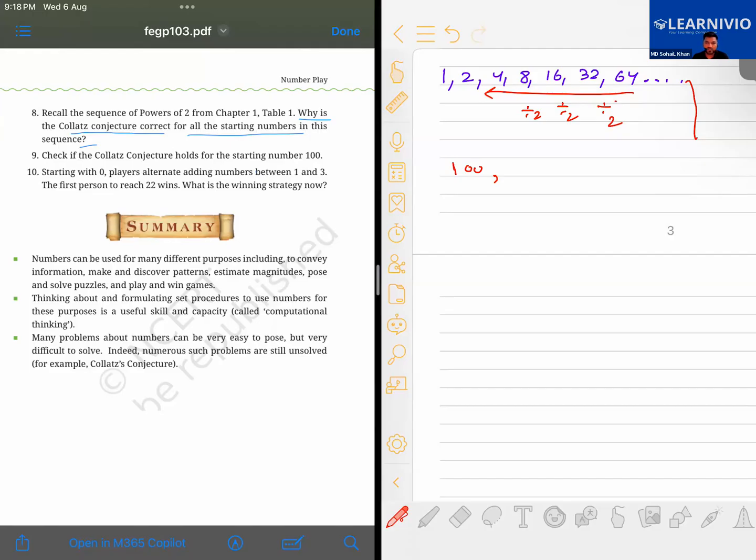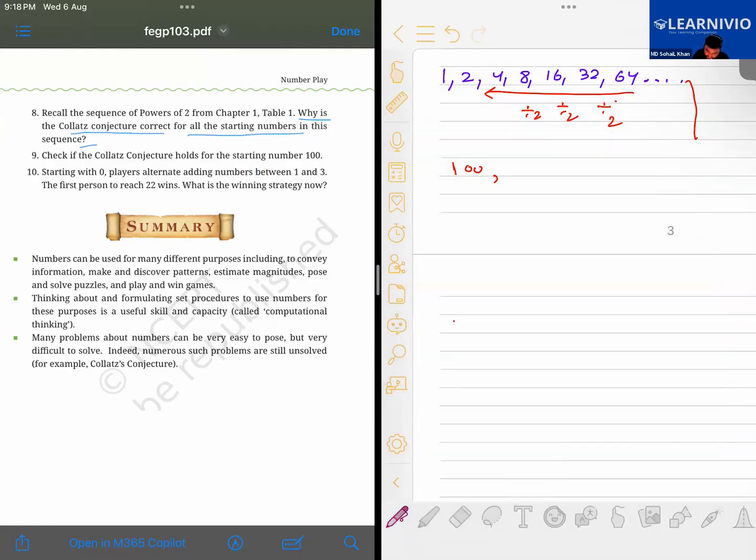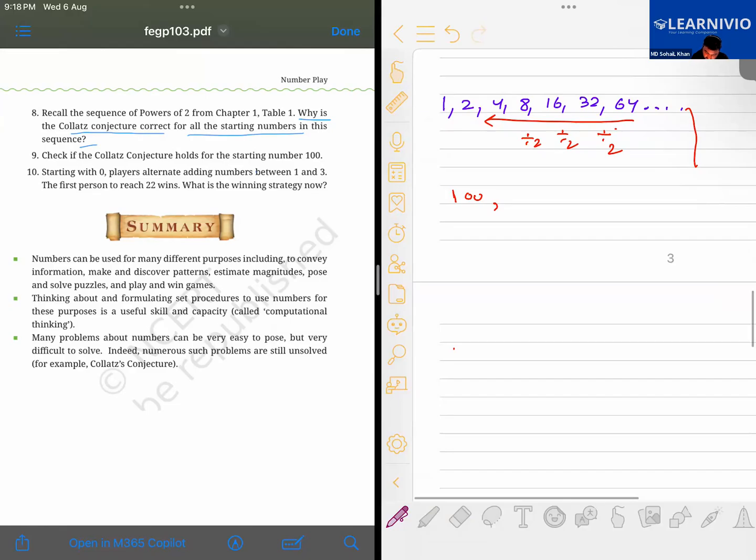Uh, for the Collatz conjecture here. No, no, see. 1 square equals 1, 2 square equals 4, 3 square equals 9, 4 square equals 16. Okay, getting it? Ones, tens, hundred, thousand, 10,000, 1 lakh. So we are having 16, 16 to 32, 32 to 64.